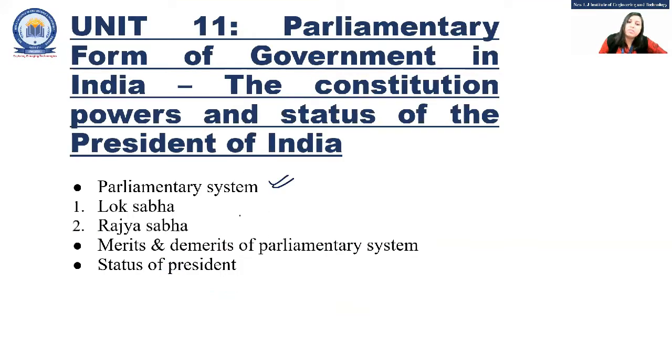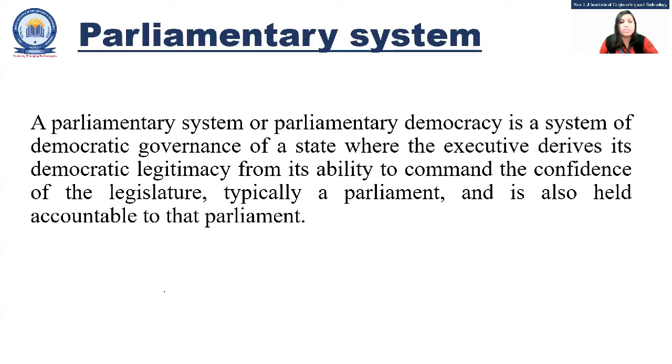Basically, the parliamentary system is composed of two things. One is Lok Sabha, the second one is Rajya Sabha. There are certain merits and demerits of this system also. Along with that, we need to understand the status of the president in this system. So that is how this unit is bifurcated.